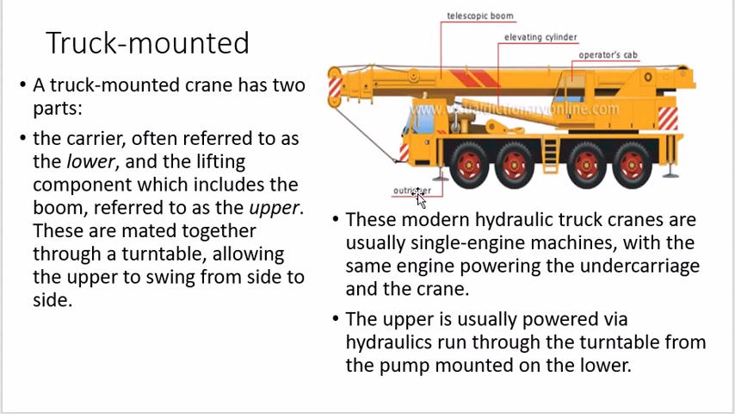Then the outrigger. Outrigger is again an important part of a crane. Why? Because it provides you a stable base so that you can carry the load in the upward direction. This is called the outrigger, this one. There are 4 outriggers, of which 2 are on the back side.